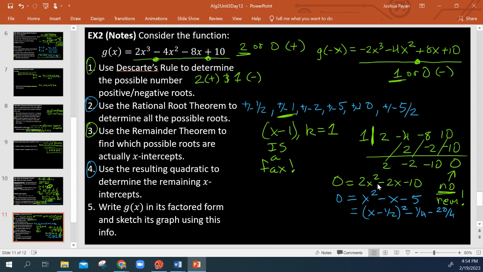Okay, so if I just continue, this is going to become negative 21 over 4. This is going to become plus or minus the square root of 21 over 2, all of that plus 1 half. So 1 half plus or minus the square root of 21 over 2 is going to be equal to x. Okay, so that is horrible looking, right?